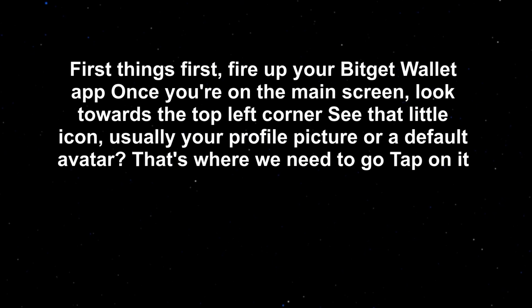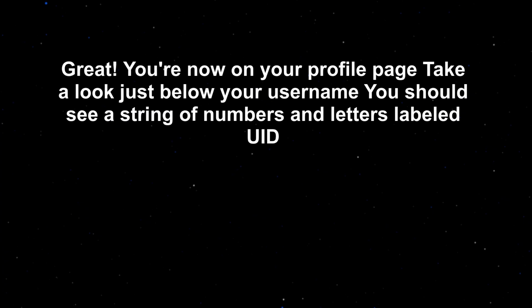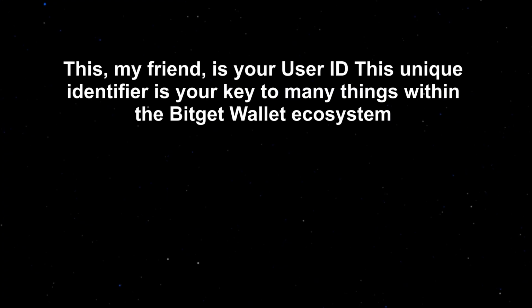Once you're on the main screen, look towards the top left corner. See that little icon, usually your profile picture or default avatar? That's where we need to go. Tap on it. Great. You're now on your profile page. Take a look just below your username. You should see a string of numbers and letters labeled UID. This, my friend, is your user ID. This unique identifier is your key to many things within the Bitget Wallet ecosystem.